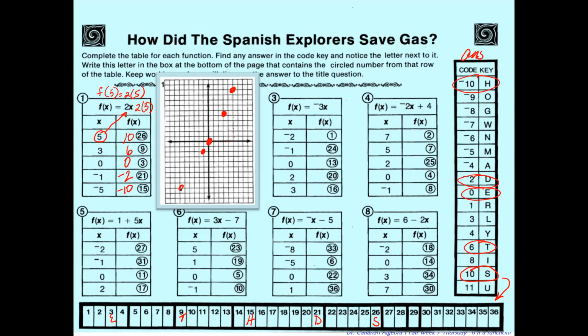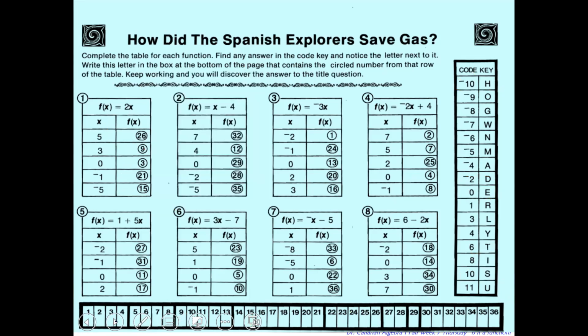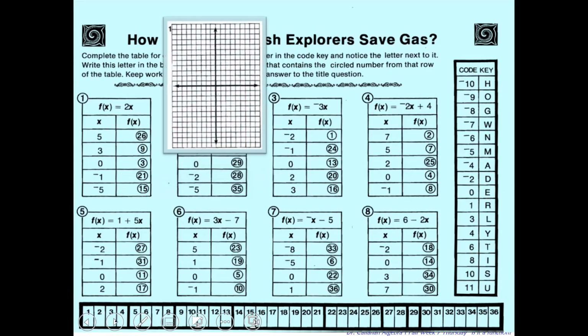-5, 10. If you go ahead and connect the dots to this problem, here is your line with 5 points. All right, let's go on to the next one. Let's go ahead and do number 3. I'm gonna have you guys try number 2, but I'm gonna show you guys number 3. But number 3 is the same thing.